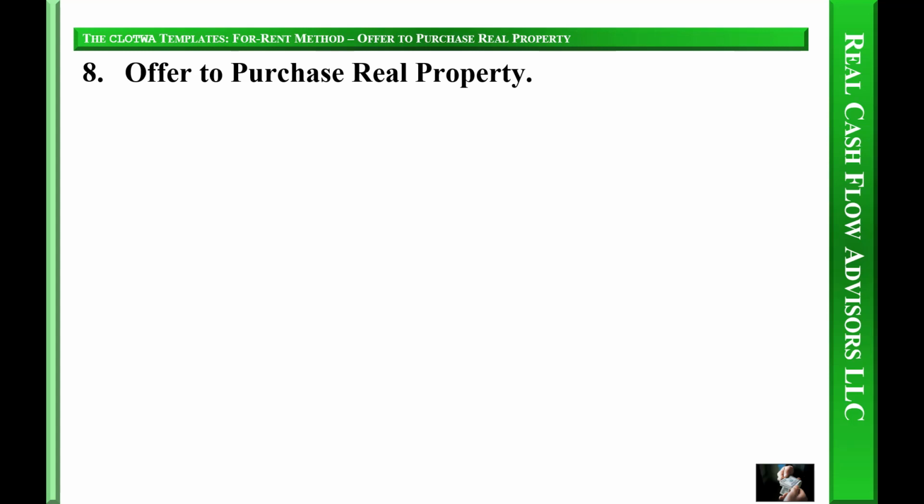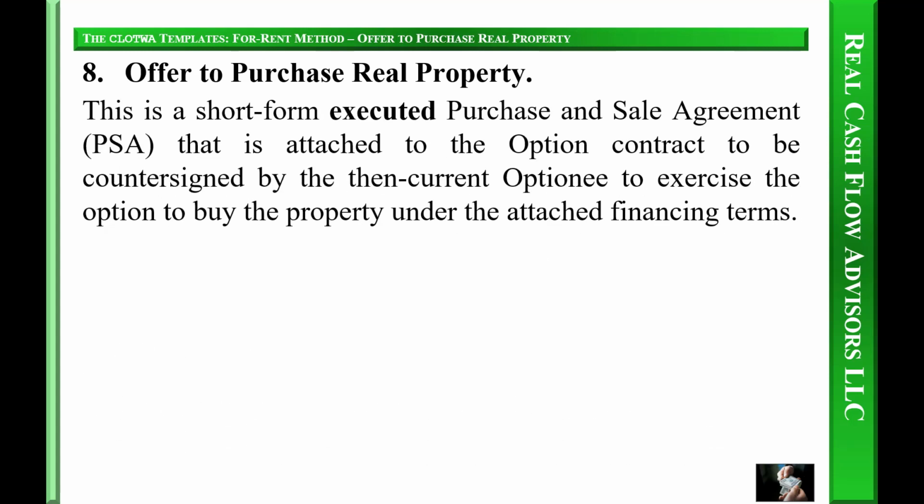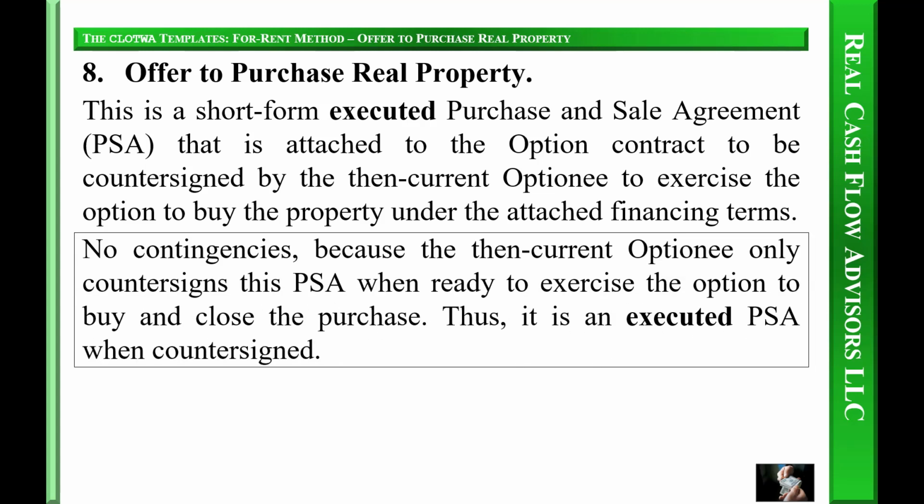Offer to purchase real property. This is a short form executed purchase and sale agreement, PSA, that is attached to the option contract to be countersigned by the then current optionee to exercise the option to buy the property under the attached financing terms. No contingencies, because the then current optionee only countersigns this PSA when ready to exercise the option to buy and close the purchase. Thus, it is an executed PSA when countersigned.